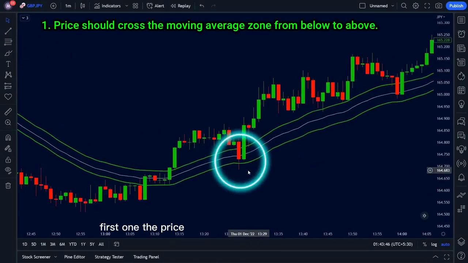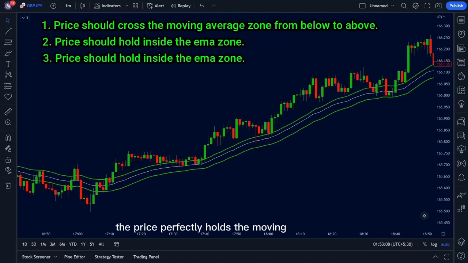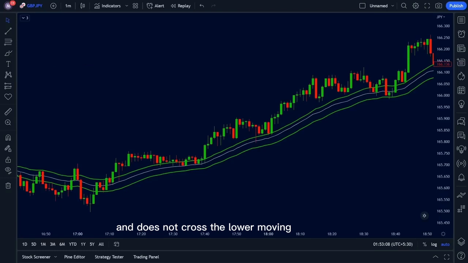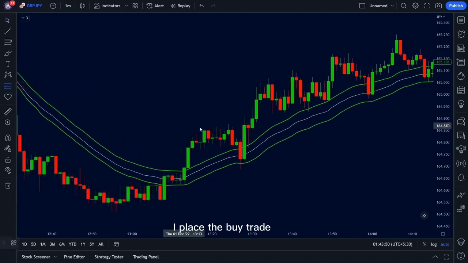First one, the price moves down and goes up immediately, leaving a candlestick shadow. Second, the price closes below the moving average, but the very next candle rejects the price and moves up, printing a bullish candle on the chart. The third one, the price perfectly holds the moving average zone and does not cross the lower moving average line. The third rule is that the price must cross above the higher moving average with momentum, and should close above it. I placed the buy trade here.